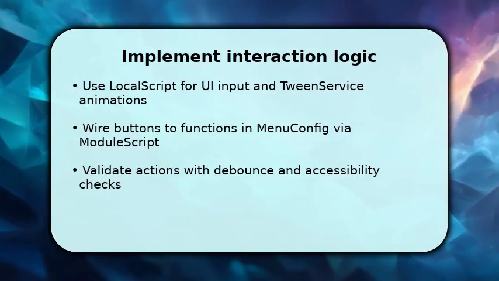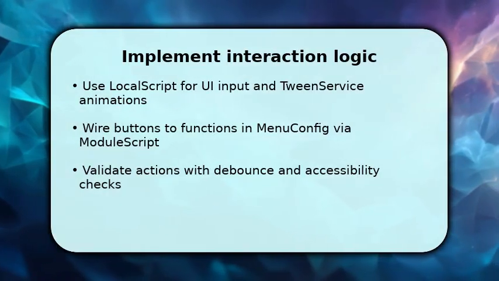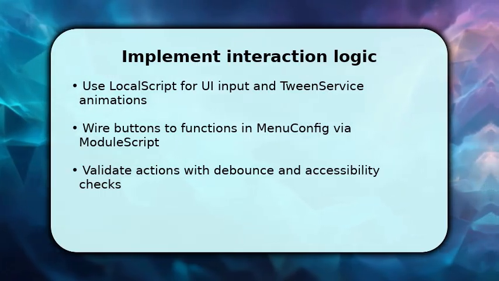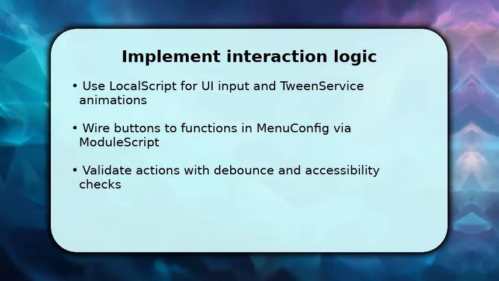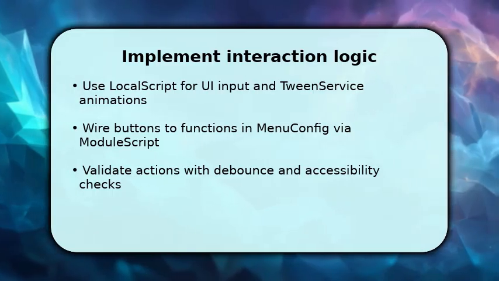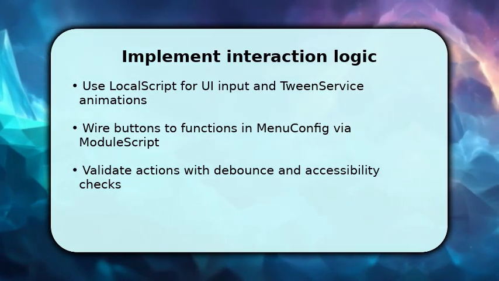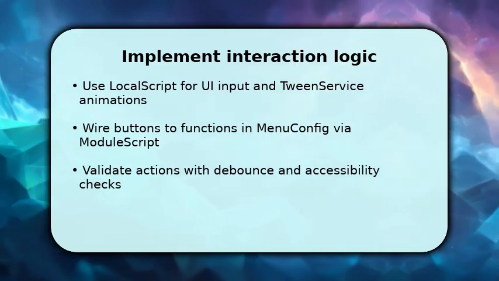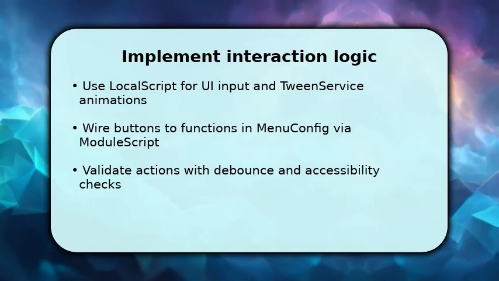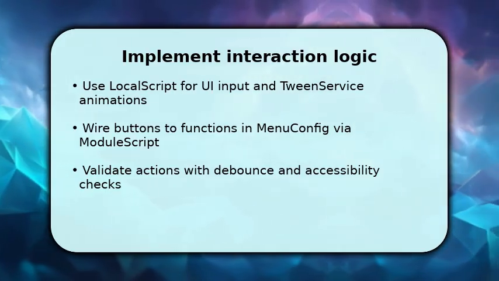Start by adding a local script under the screen GUI to handle clicks and keyboard shortcuts. This keeps input client-side and responsive. Use TweenService to animate the frame and button states for polish, and import constants from MenuConfig to maintain consistent timings and colors. Connect play to a remote event that tells the server to teleport the player. Connect settings to an overlay toggle.